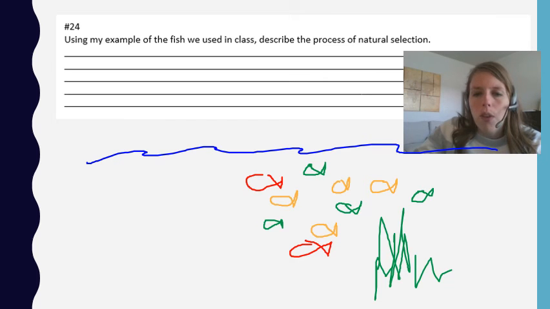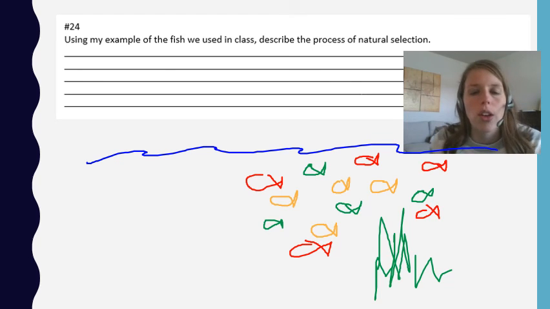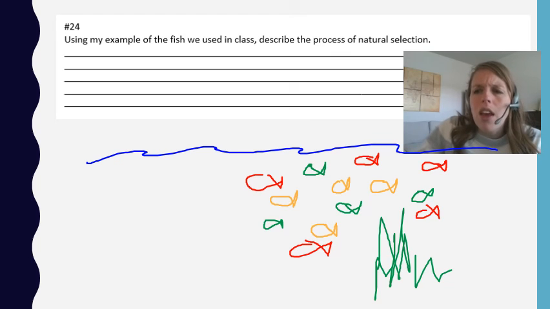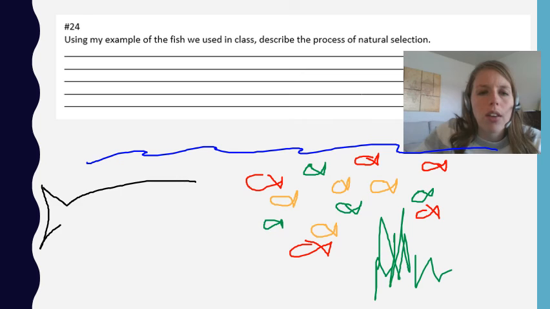All right, so let's talk about this species. Right now, this species has about the same number of colors of fish. There's red, there's green, there's yellow fish, right? But let's say that there's some kind of storm that mixes up the ocean a little bit more, maybe some kind of earthquake or tsunami. And now there is a predator that has not been in this water, but now is there. Let's draw Mr. Shark. It's kind of goofy looking, but this is a shark.